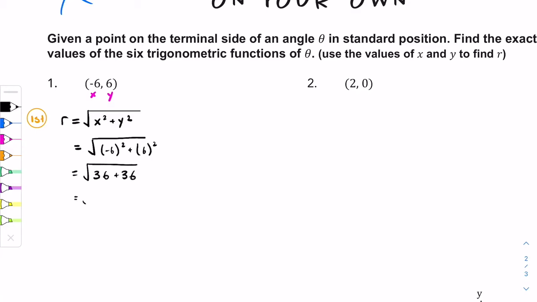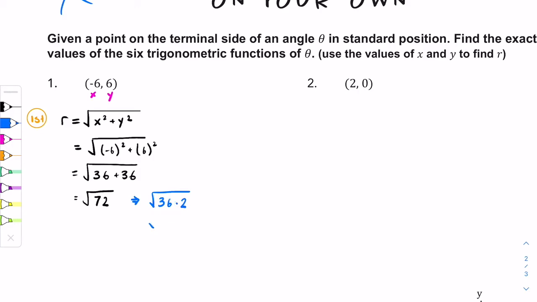And 36 plus 36 is the square root of 72. Now 72 is not a perfect square, but it does have a square factor. So we can simplify the square root of 72 by writing it as the square root of 36 times 2. And then the square root of 36 is 6.